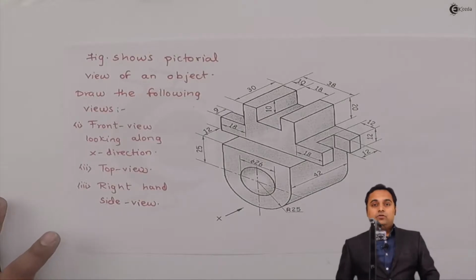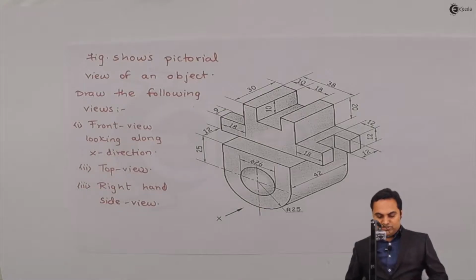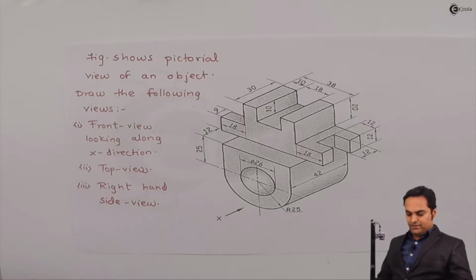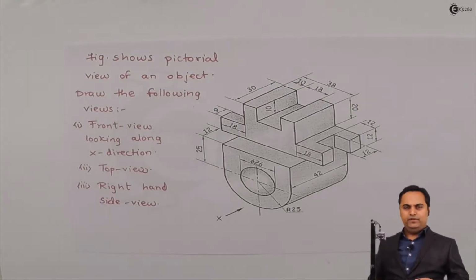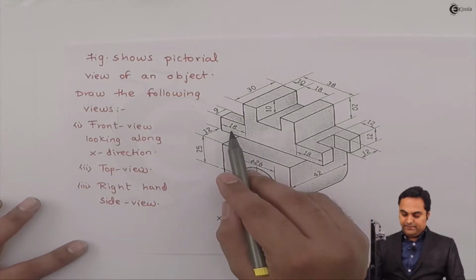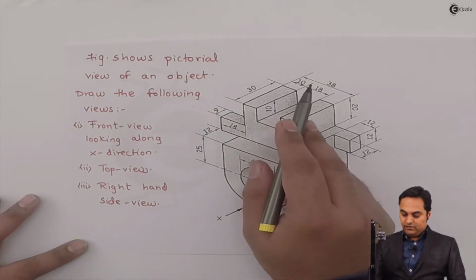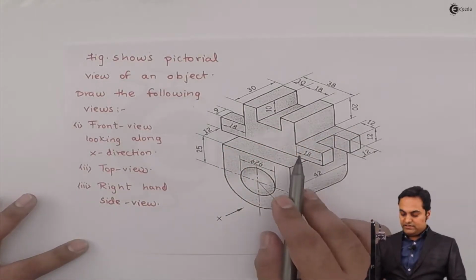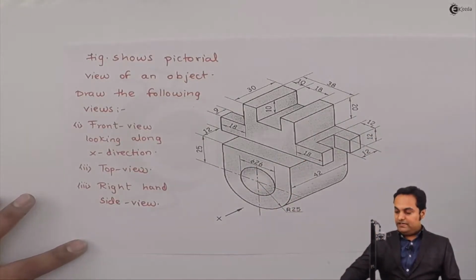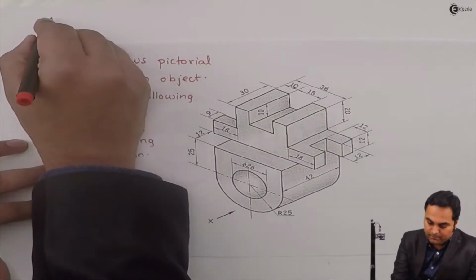So before we start this drawing, we should know how much is the total length of the object, total height and total width. When I'm looking along x direction, the length and height is visible to me, but the width is not visible. So the total length will be 18, then where 18 is ending, from there it is 38 plus 18. So 18 plus 38 plus 18 gives me the total length as 74.